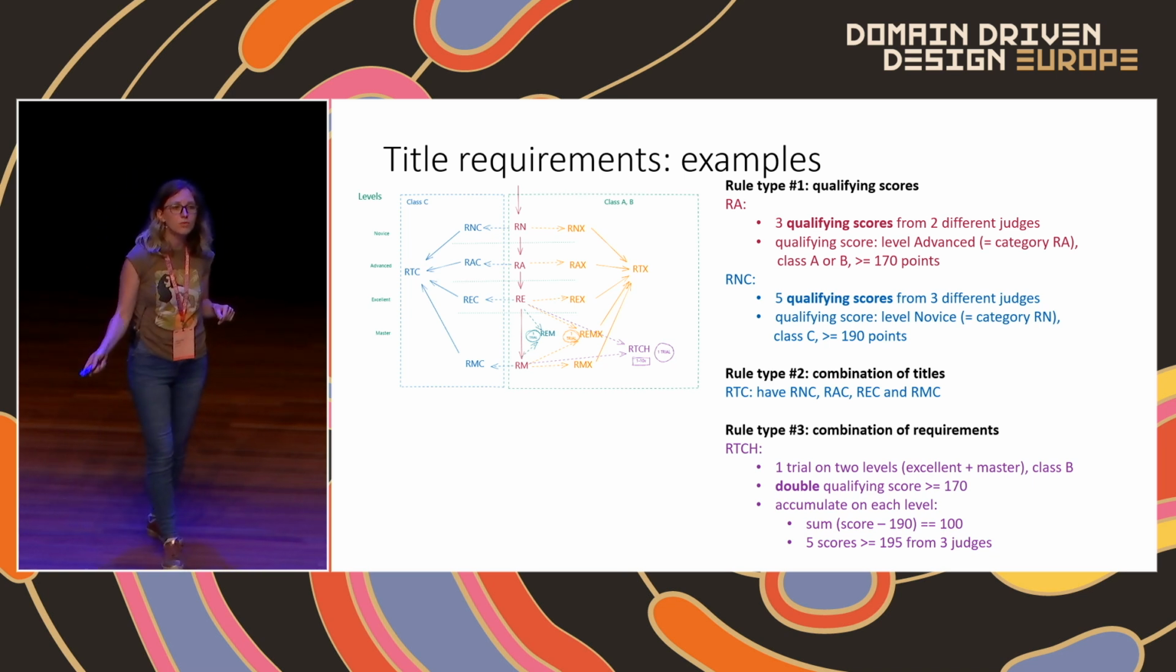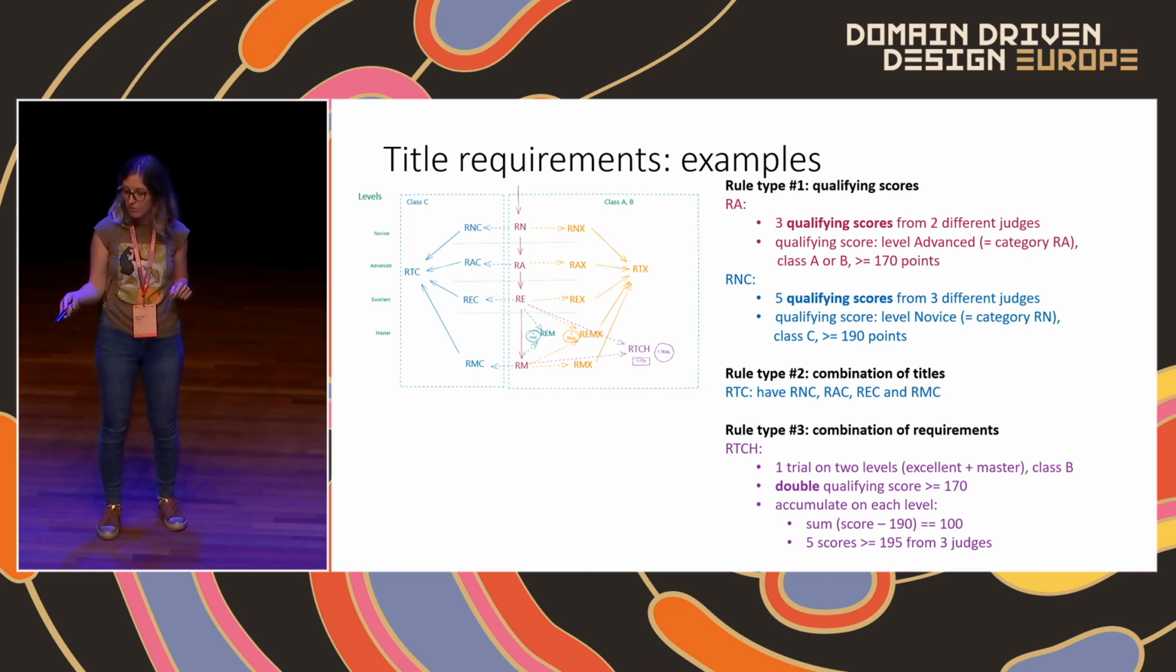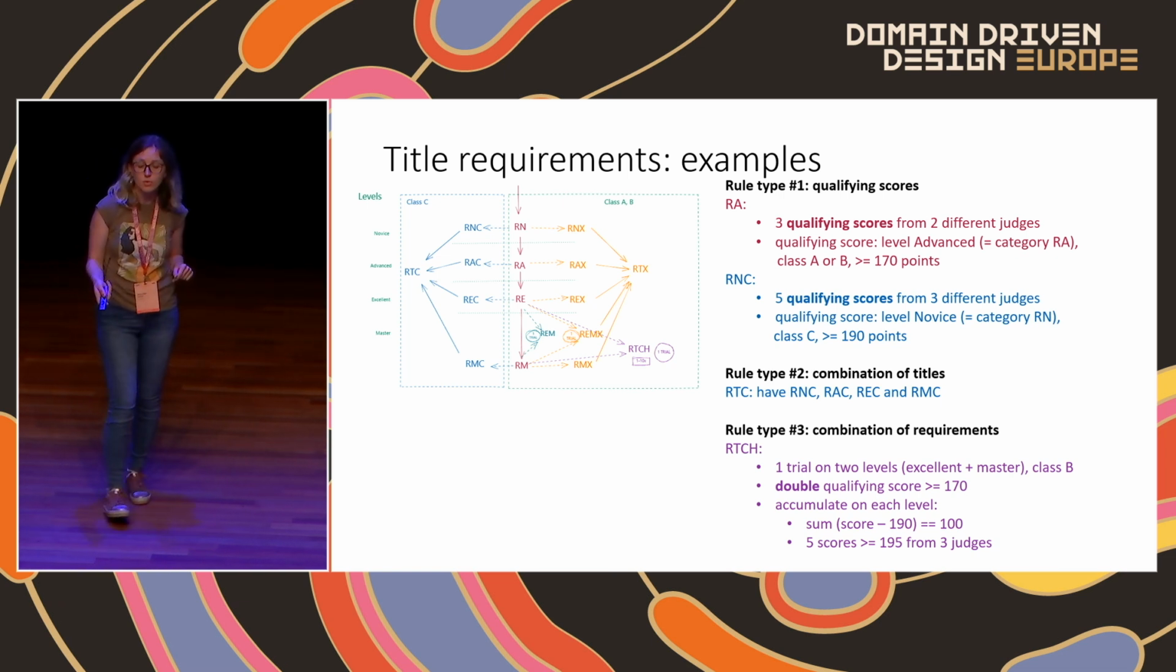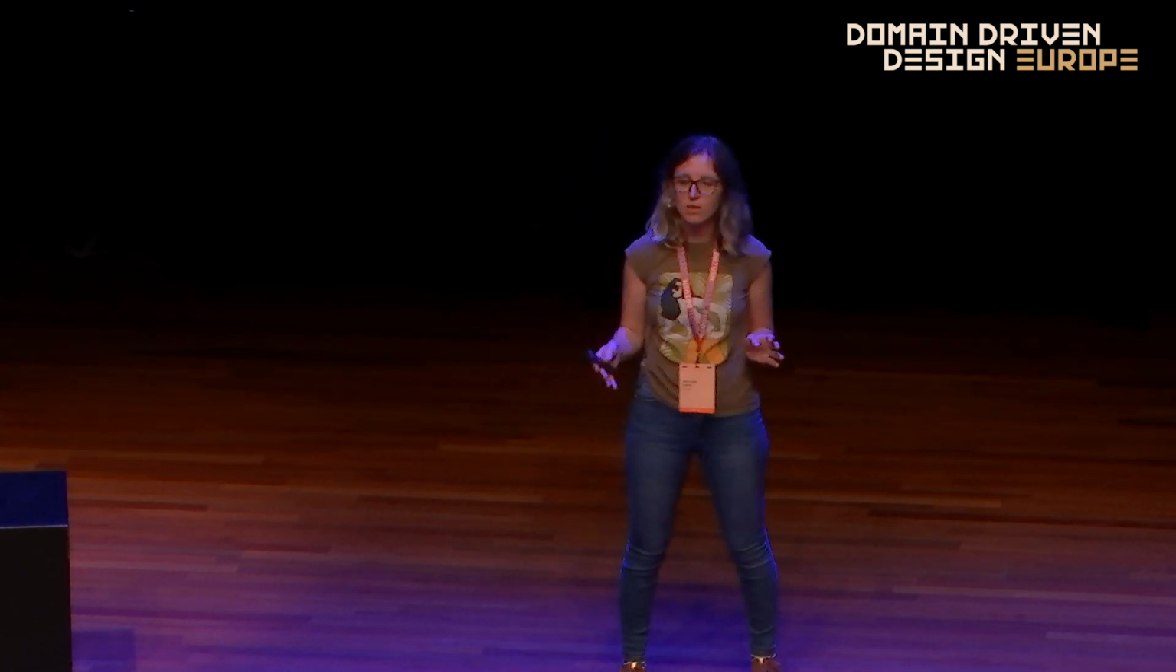And over a series of events, they have to accumulate 100 points, calculated according to that formula, and at least 5 scores have to be above 195 from 3 different judges. So if your dog gets the maximum score of 200, then it takes 10 shows to get that title. But in practice, it's like 15, 20, maybe even 30. So pretty huge effort, and people care about this a lot.